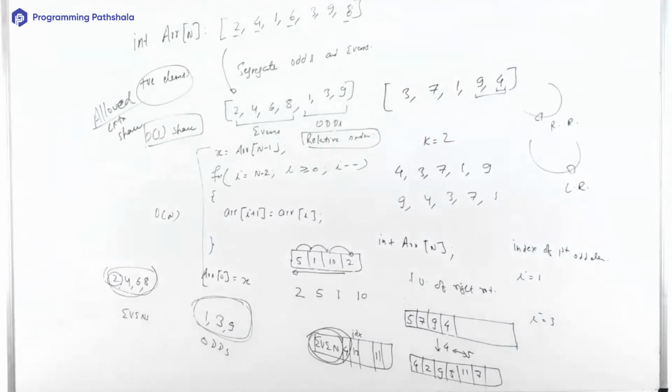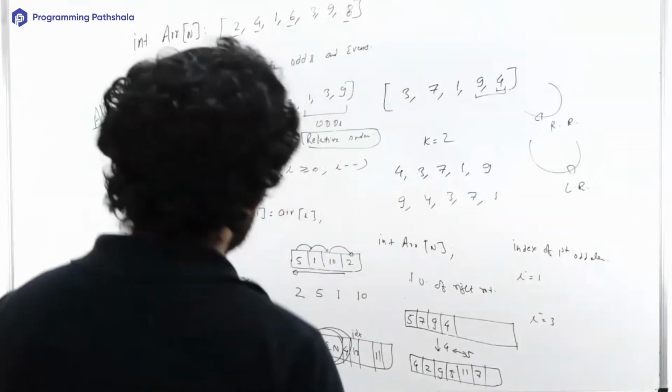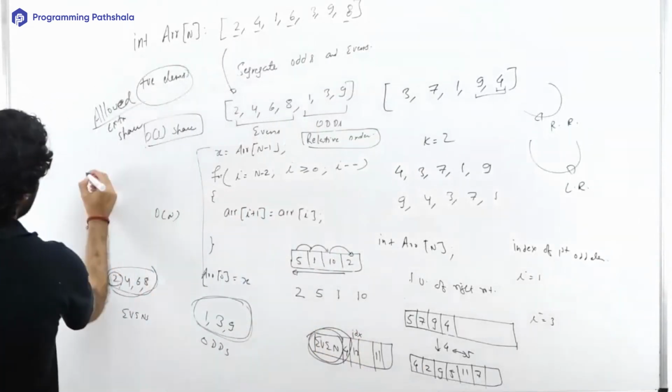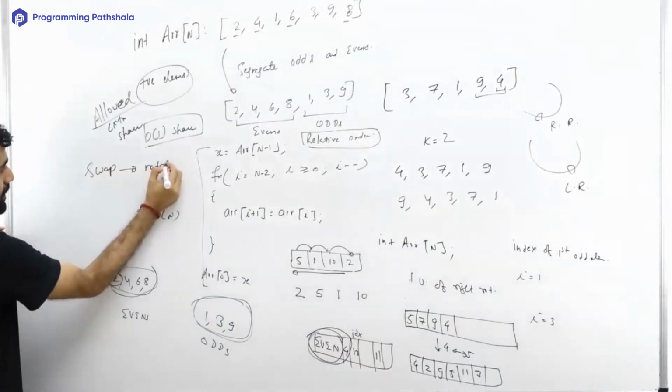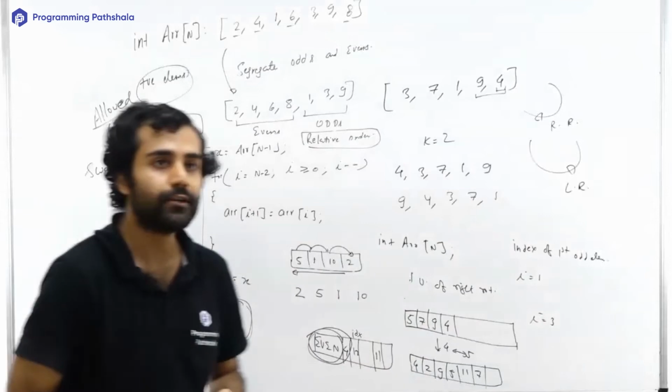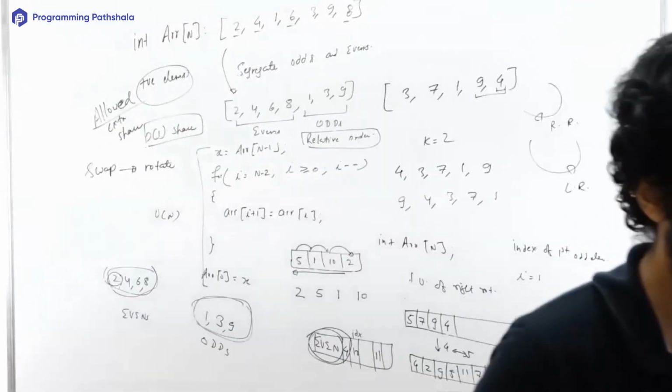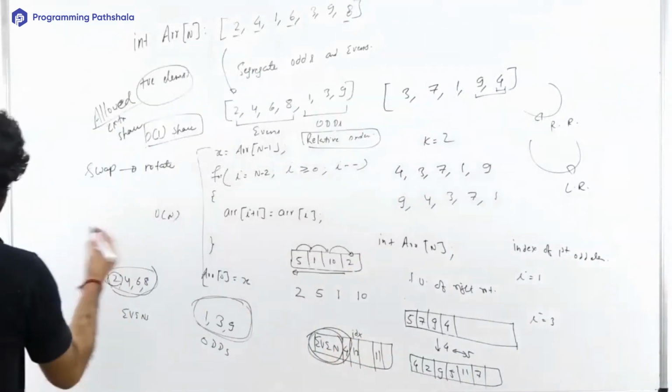The problem with this approach is that it is not going to ensure relative ordering. So how to ensure relative ordering? Can somebody talk about that? Okay, so can I replace my swap operation by a rotate operation? Can I do something like this? Yes or no? Good. So let's take a look.